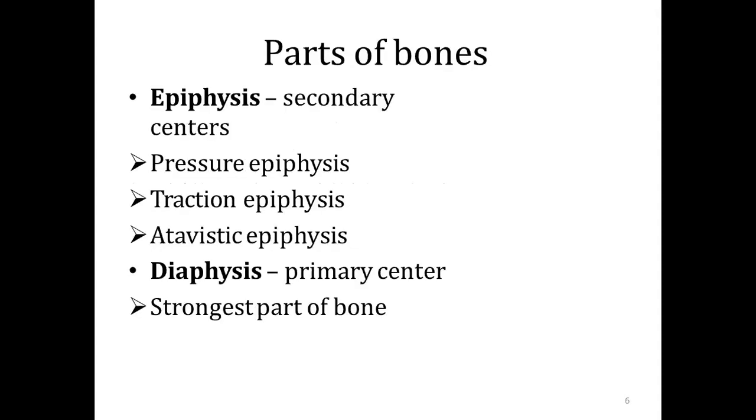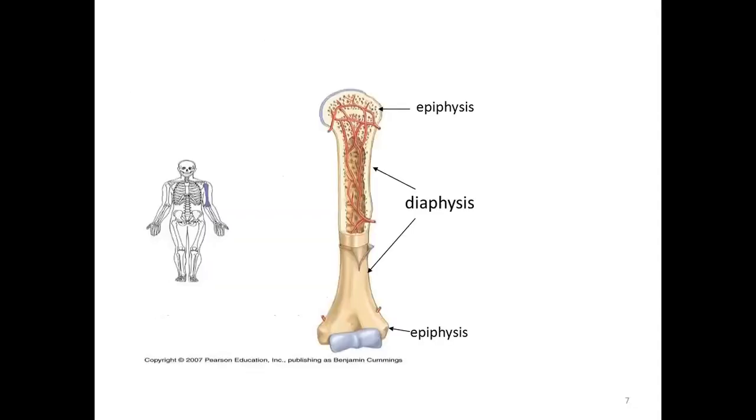Parts of bones: epiphysis, where secondary centers commonly appear, and there are epiphysis types: pressure epiphysis, traction epiphysis, and atavistic epiphysis. As you have learned already, we just brief you in this integrated teaching lecture. Diaphysis, where the primary center appears, is the strongest part of the bone. And here you can see in the diagram the epiphysis and the diaphysis as well.